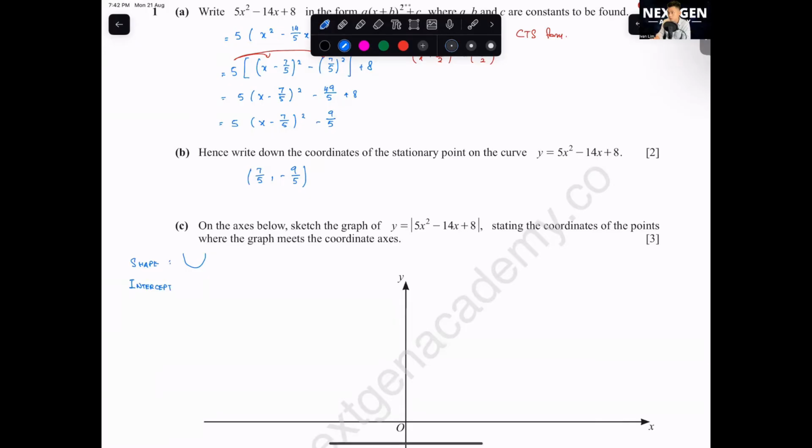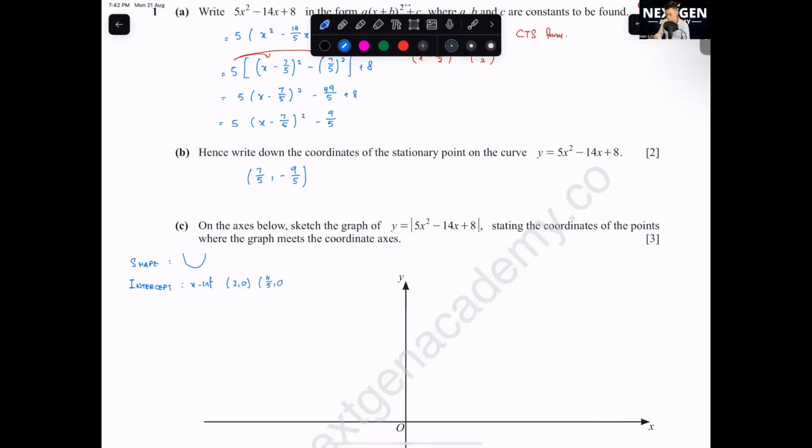Your intercept. What about the intercept? We need to know the x-intercept. This one, by the way, you don't need to show any working. Everyone just take out your calculator and straight away find your roots. You can use your calculator, go to menu, and solve for polynomial degree. Type in the equation 5, negative 14, and 8. You get x equals 2 and x equals 4 over 5. So you can straight away write that as your answer already.